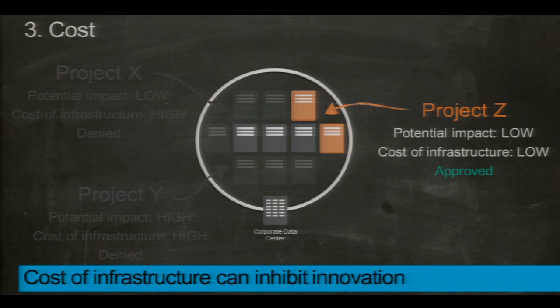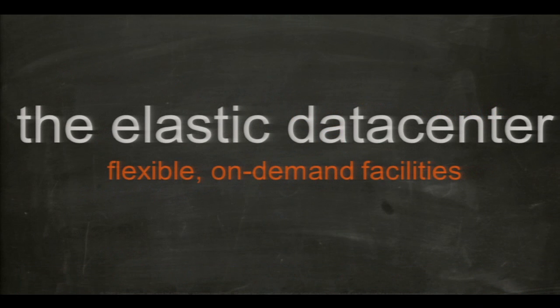Well, the elastic data center is all about flexible on-demand facilities, but facilities that are integrated in such a way that they look and feel like your on-premise resources, so that you can run internal applications that maybe have no internet-facing elements at all and leverage those back into data systems that you have running internally.